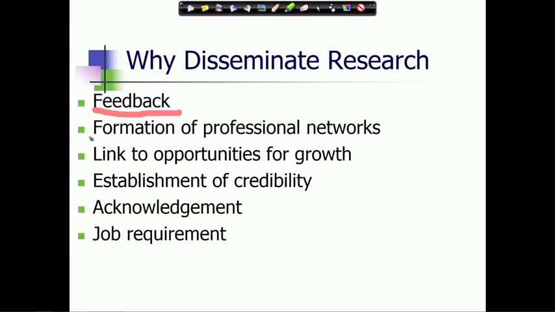So, that is why we share research. The second reason for this is formation of professional networks. Why do we need to form professional networks? When we share research with the academic community, with the research community, we get feedback, and then we also stimulate interest in others who might have been interested in the same kind of work. Or we also get in touch with people who are already doing this kind of work whom we may not have known about.